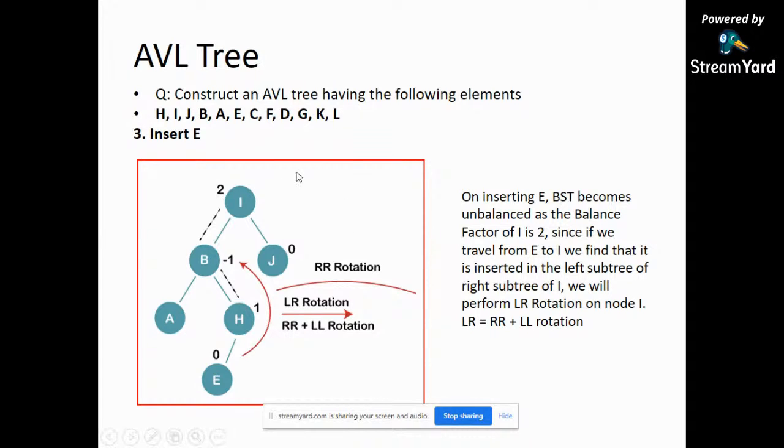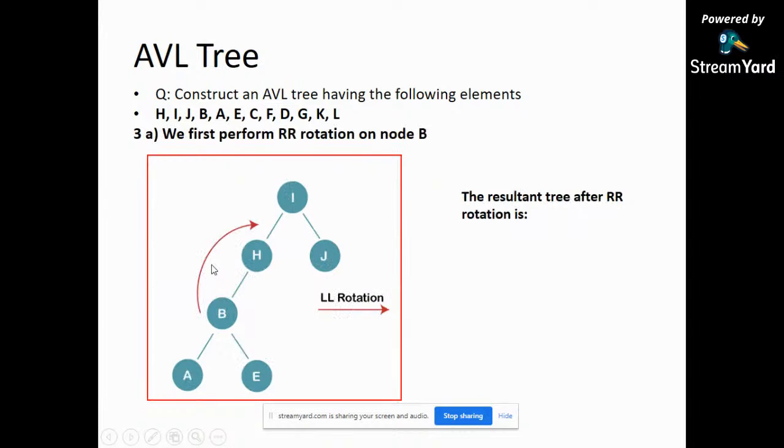Now E is less than I, E is greater than B, E is less than H. So we'll insert here. We'll insert E to the left of H. Now the balance factor of 2 is getting changed because of left right. So this is LR rotation. So in LR rotation, first we have to make it LL. So H will come to place of B. Here you can see H will come to place of B and B will come here and then A, E.